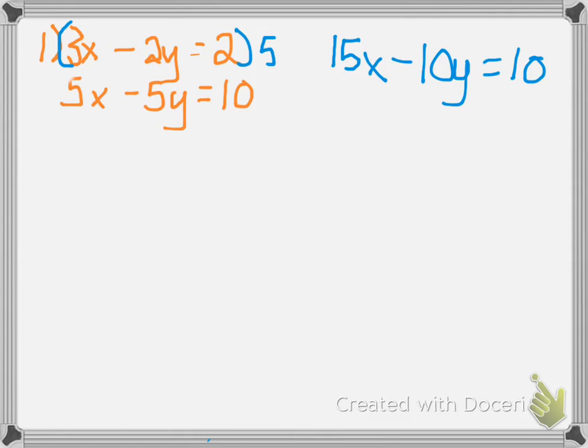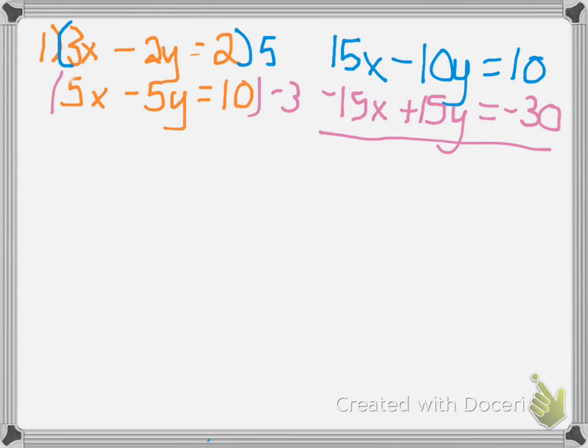Then my second equation, since I picked my x's and I want them to cancel out, I'm going to multiply by negative 3 so that I have negative 15x plus 15y equal to negative 30.